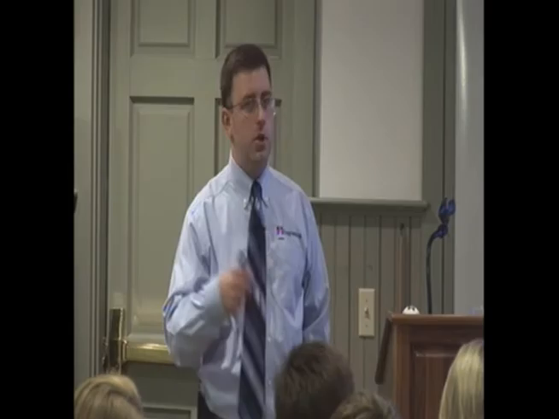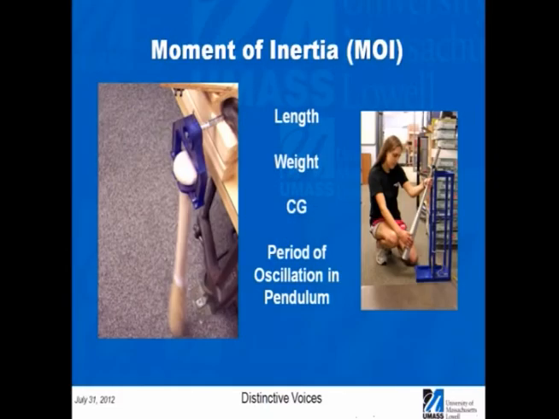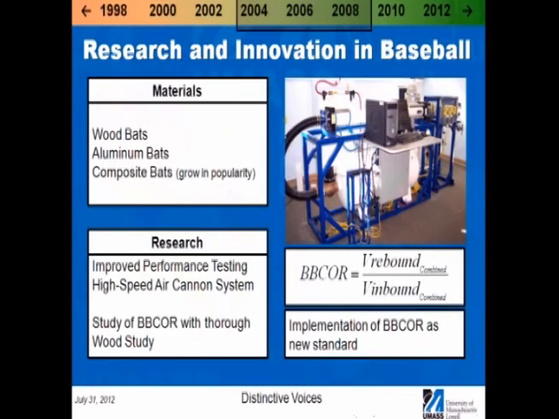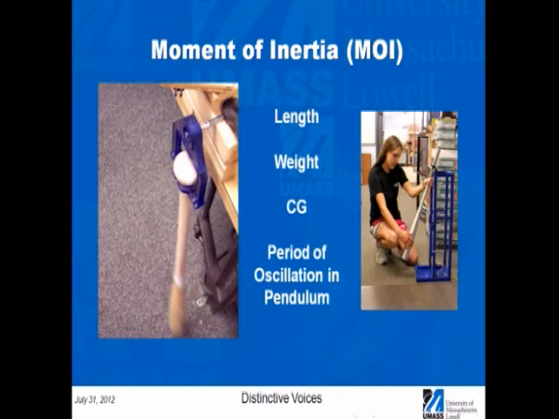To measure it, in a physics sense of a particle, it's the mass times the distance squared. But when you get into a bat where you don't know where each piece of mass is, we end up computing the MOI by measuring the properties of length, weight, CG, and the period of oscillation in a pendulum. For that, we swing the bat either in this pendulum setup as we used to, and now we have a knife edge setup where we put a clamp and put in a pendulum oscillation. As long as you're in the small angle deflection, then you're able to accurately compute the MOI.